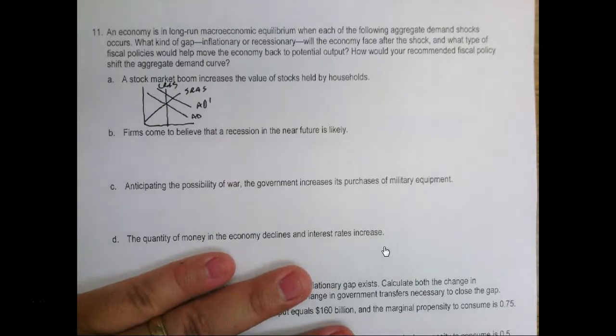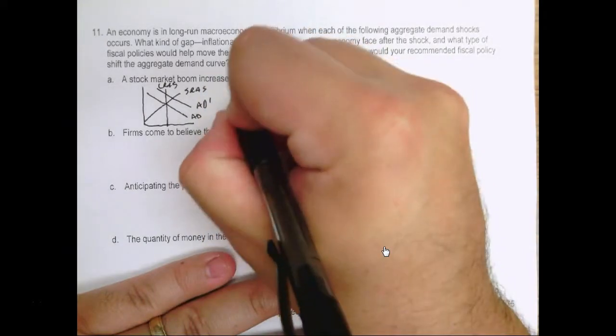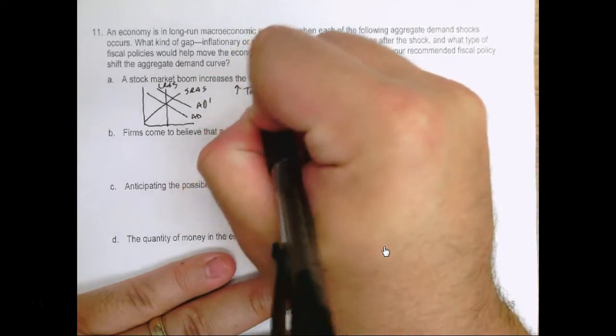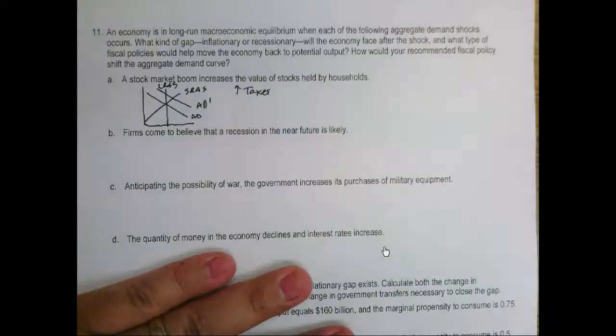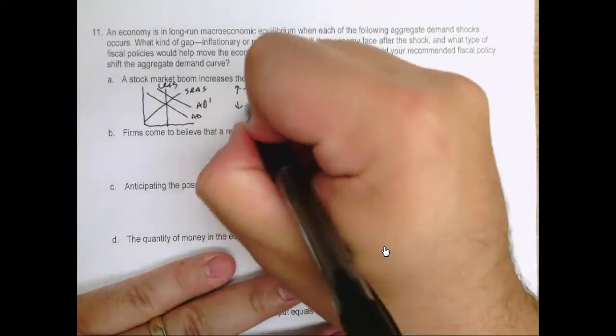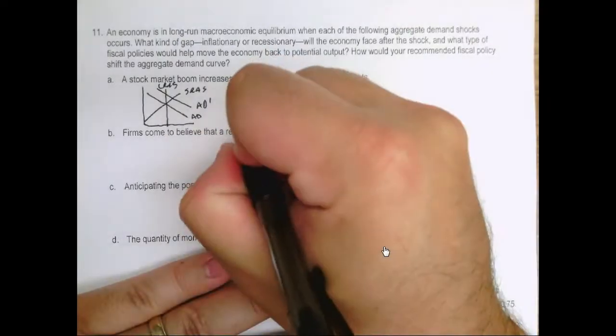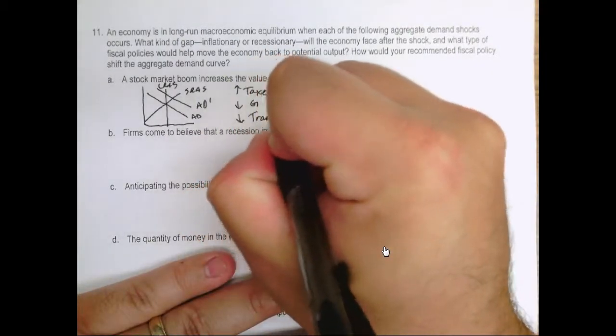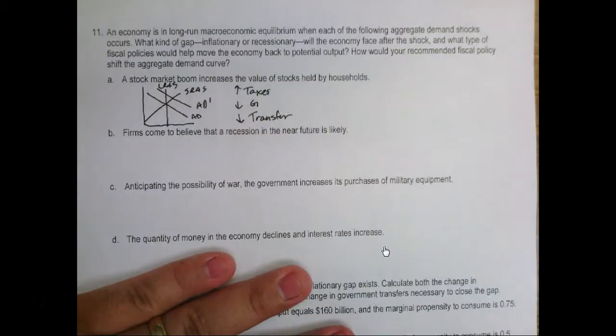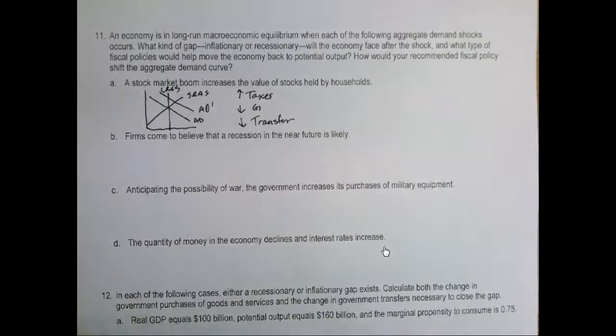If we're going to follow a contractionary policy, there are a few options. We could increase taxes, which would reduce the amount of consumption in the economy. We could reduce government spending, or reduce G, which would cause aggregate demand to go back to the left. Or we could decrease our transfer payments, which reduces the amount of money available for people on things like Social Security or Medicare to consume, and again, aggregate demand would shift back to the left.